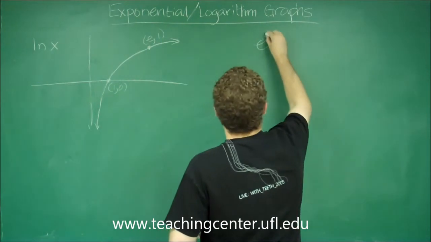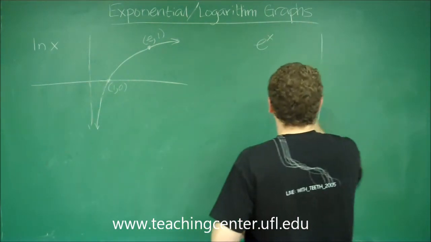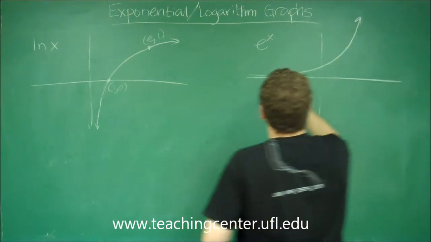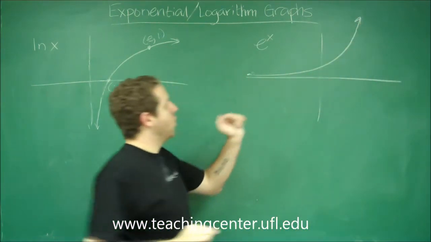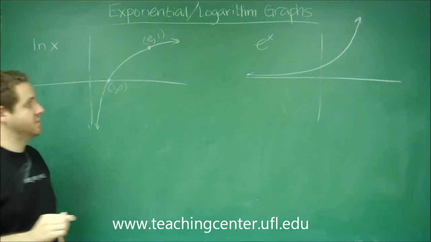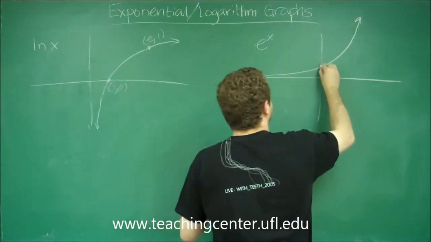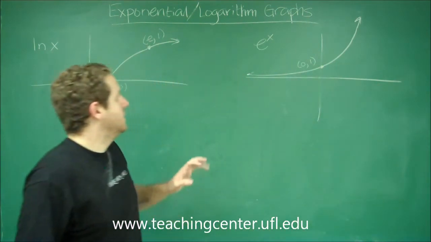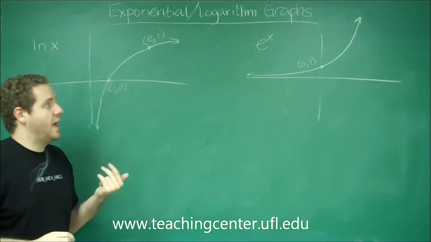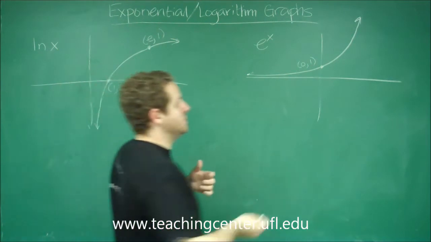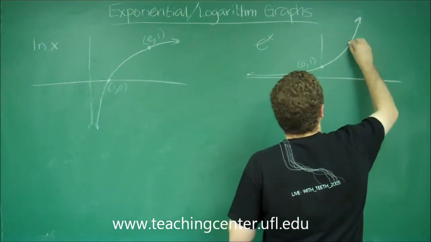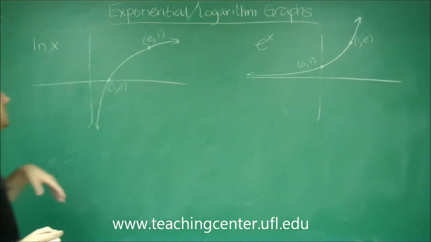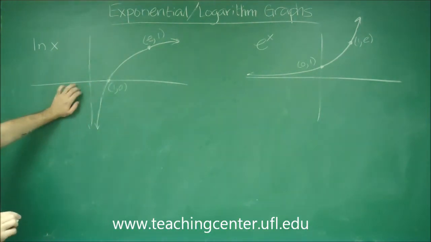Now for the natural exponential, e to the x, it looks like this, where you have a horizontal asymptote at y equals 0. You always cross through the point (0, 1). And again, since we have e to the x, if x were 1, e to the 1 is simply e. You always cross through the point (1, e). So you can see something is very similar about these two graphs.